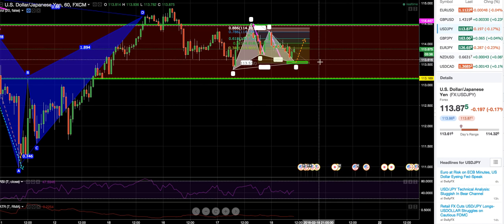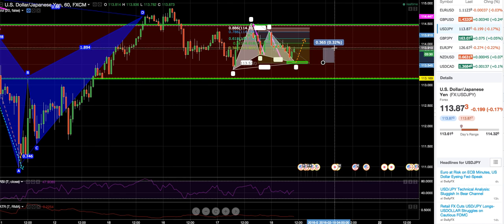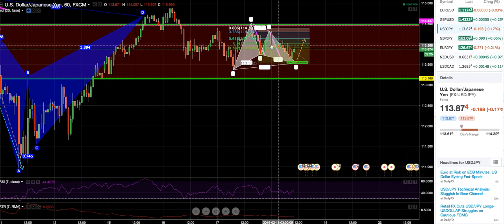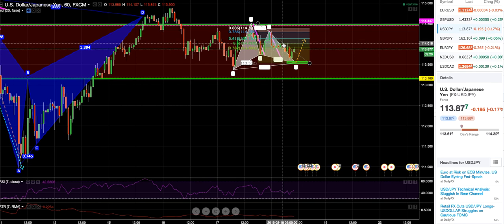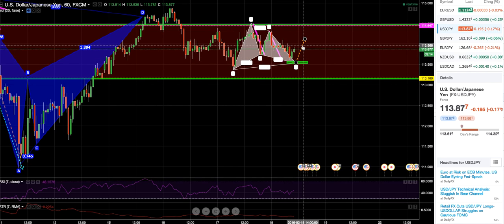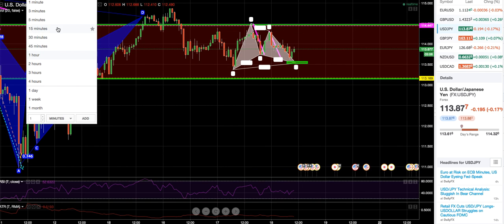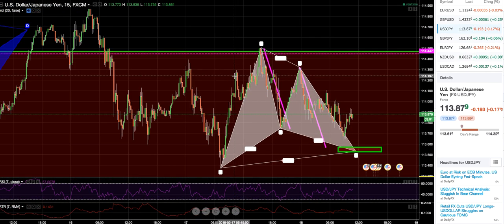And at least for me, I would have to have more than 20 pips to target one for it to be a valid pattern on the 1 hour. We do get more than 20 pips on this one, so this would be considered a valid, quote-unquote, pattern on the 1 hour. But bare minimum, I would actually trade this one on the 15 minutes.